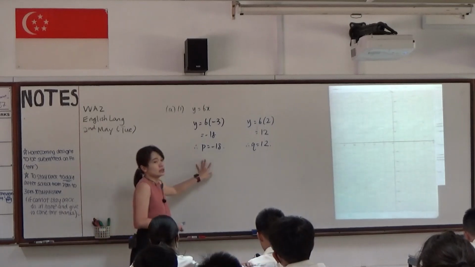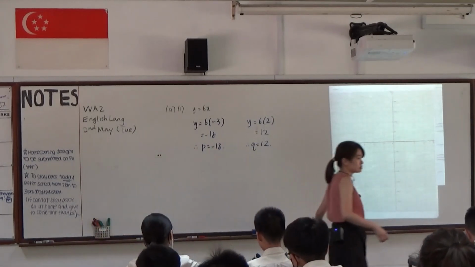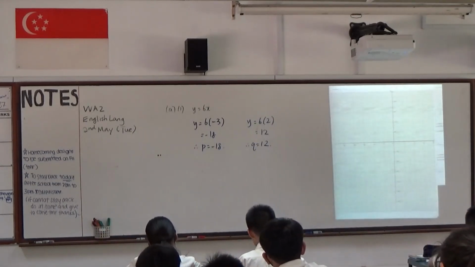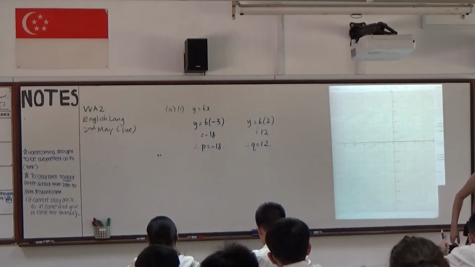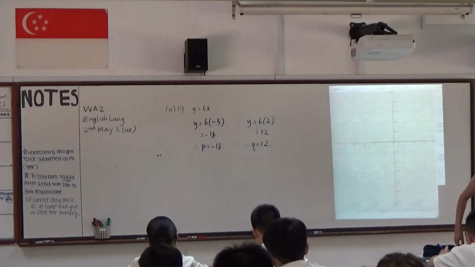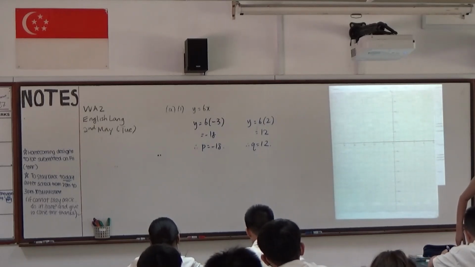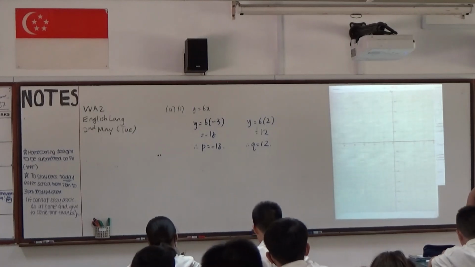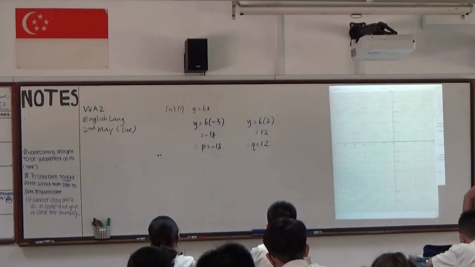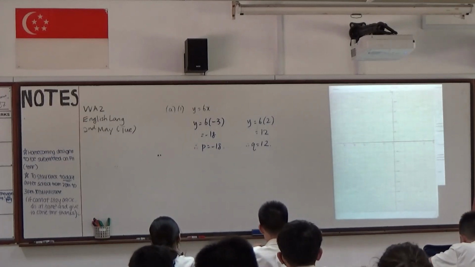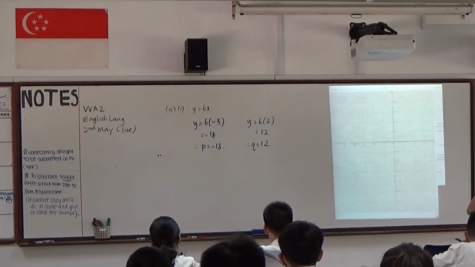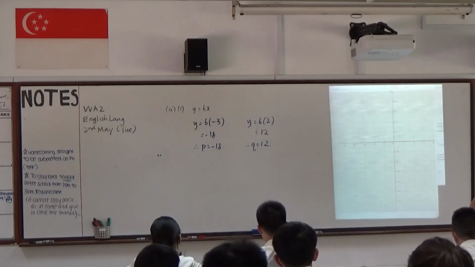Nothing short of this. Left side, for your negative 5 and negative 30.